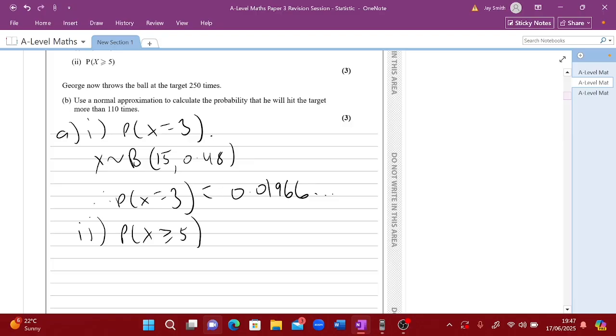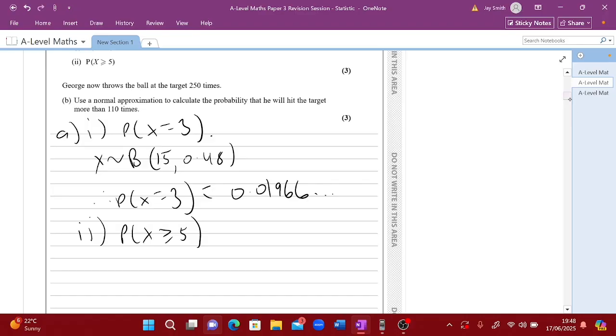Now, I don't know about the graphical calculator, but the cumulative function on this calculator, which is all the x values up to that point, only works for values less than a particular number, not greater than. Well, here we have greater than or equal to 5. So the way we're going to deal with that is, we want x greater than or equal to 5.